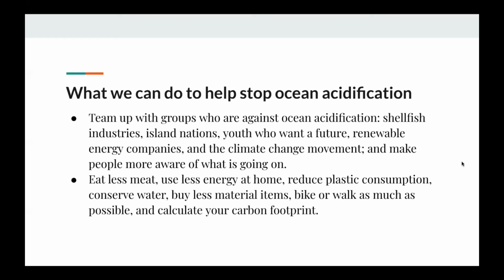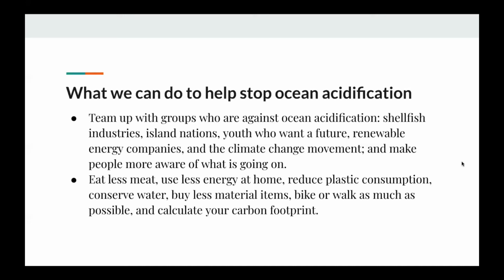And these island nations survive on tourism. So people come to the islands to swim. And if they can't swim in the water, they don't see the point in coming anymore. So they lose a lot of revenue from that. Also, youth who want a future. So students such as you guys who are watching this, you want to learn more about climate change, what you can do to make a difference.